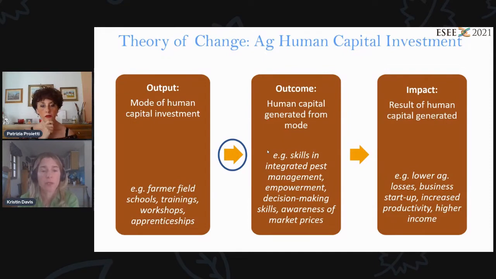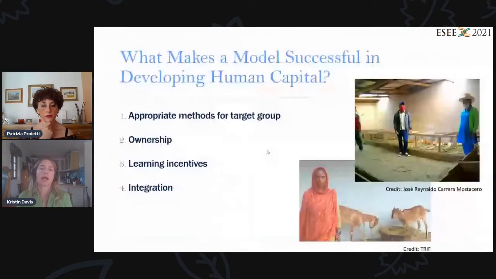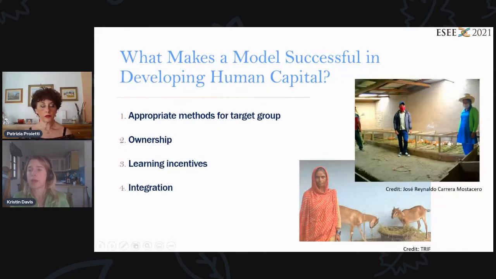But what we're really focusing on is that first link, the output or the farmer field school training, the activity, and the outcome that it leads to, the human capital that's invested in. The question that we asked was, what makes this agriculture human capital investment model successful in developing human capital? And so we looked at the different elements of what made it successful.